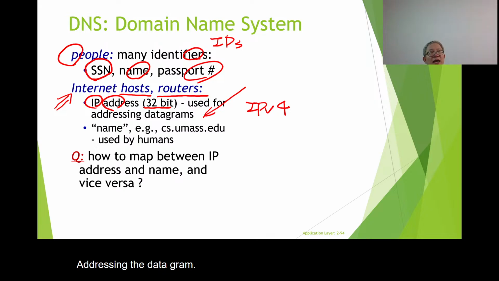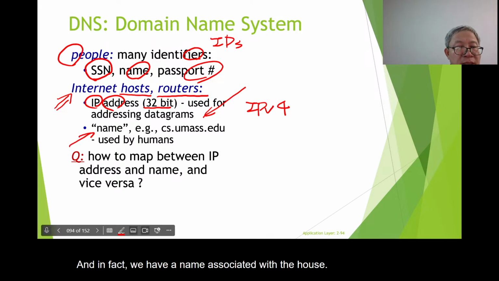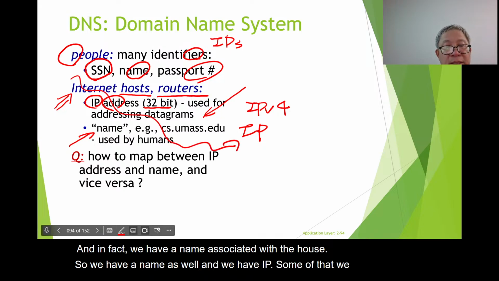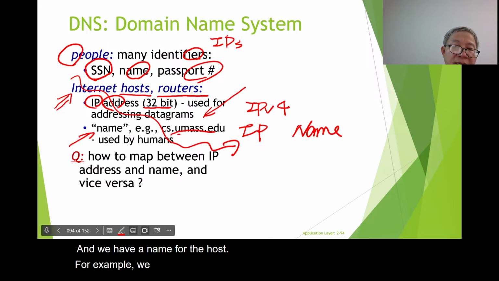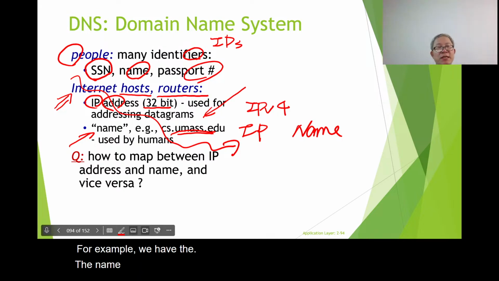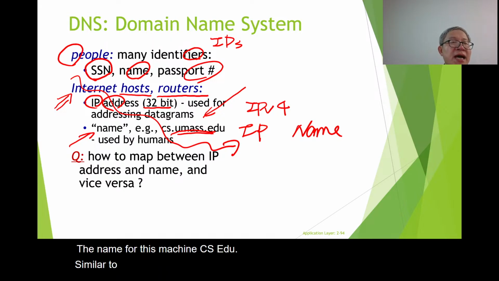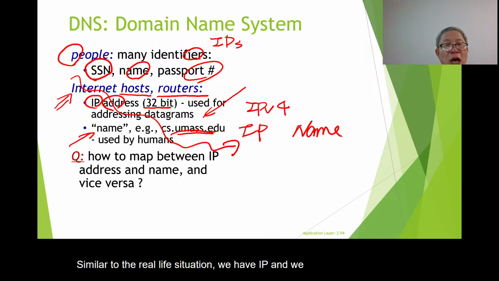And in fact, we have a name associated with the host. So we have a name as well. We have the IP, which is a number, and we have a name for the host. For example, we have the name for this machine, cs.umass.edu. Similar to the real life situation, we have an IP and we have a name for the host.